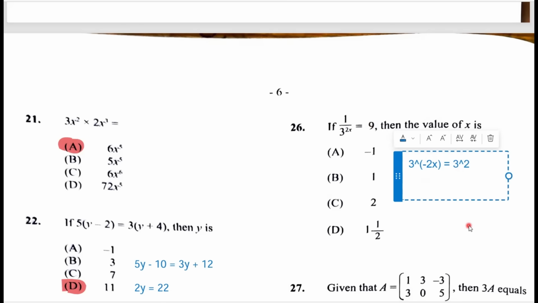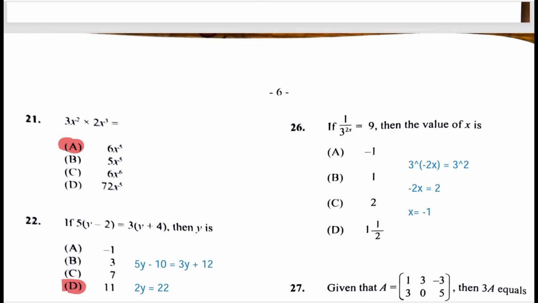So by comparison, I could say minus 2x, which are the powers, equal to 2, right? So what will x be? x will be 2 divided by minus 2, which is minus 1. So that is the answer there.